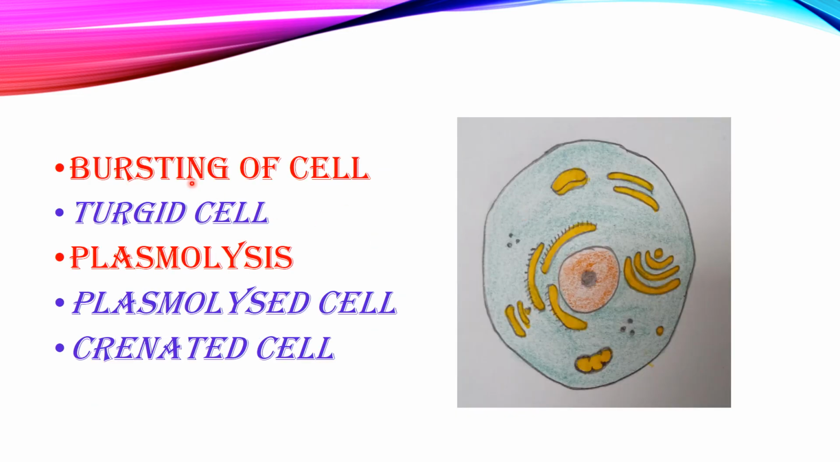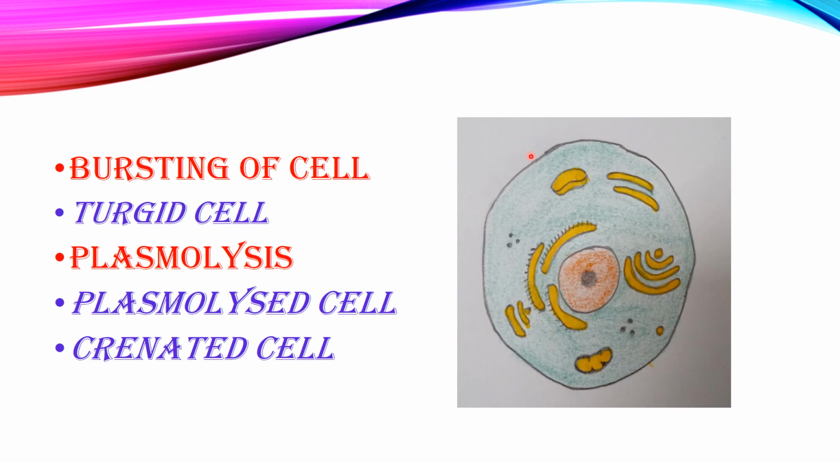Next is bursting of the cell. We have already done that when we keep the cell in a hypotonic solution, then what will happen? Water will start moving inside the cell. More water will move inside the cell as compared to the water coming out of the cell, and the cell will start swelling up, and one stage can come that the animal cell can burst.